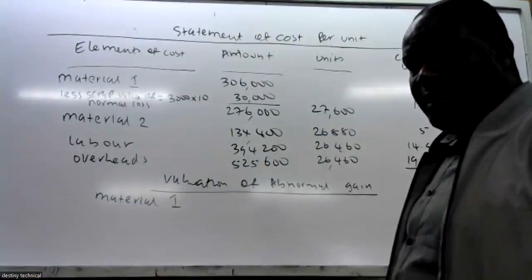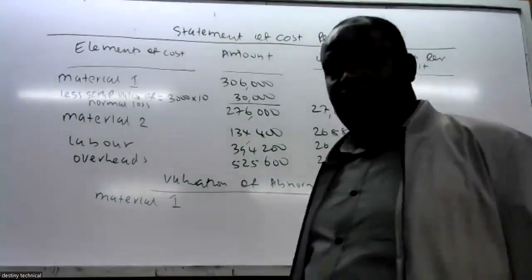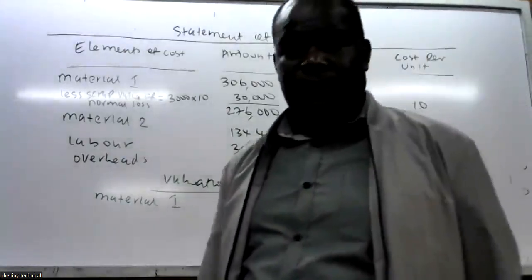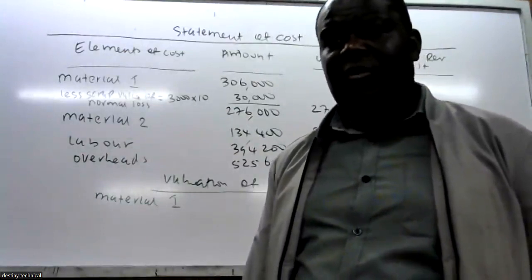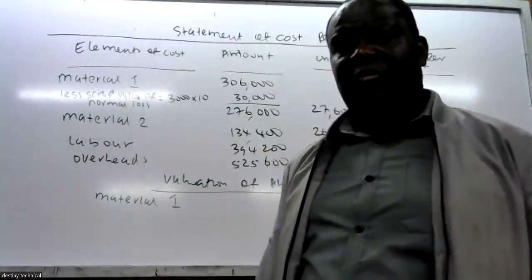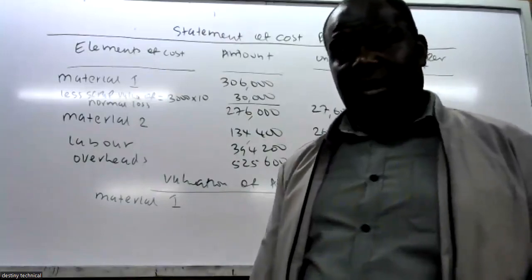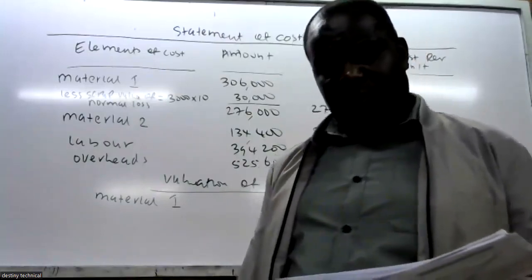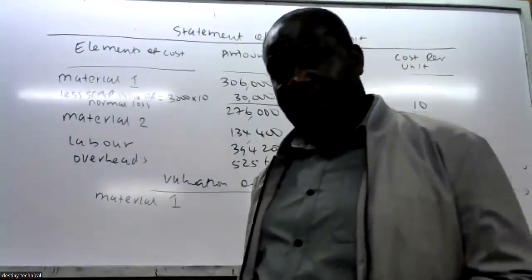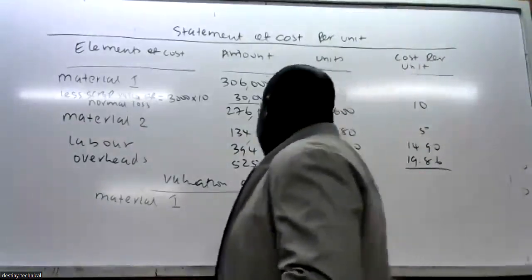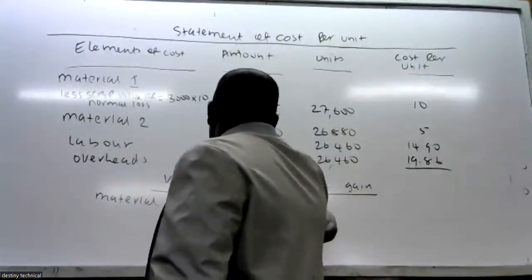Abnormal gain, there were how many units? But I want you to use the ones that you have in the statement of equivalent units. That's the same as in part A. Material 1, it is 600, but you value them at 10.